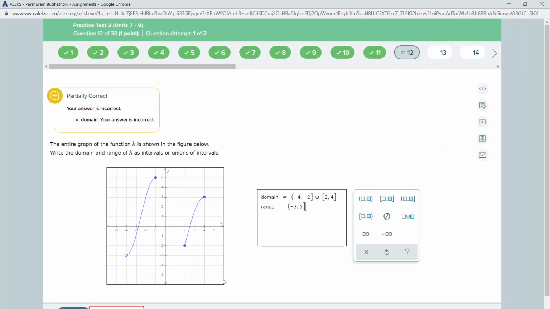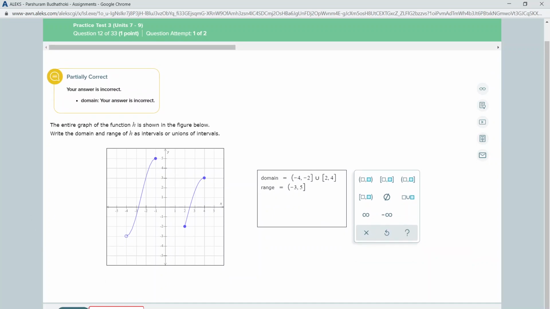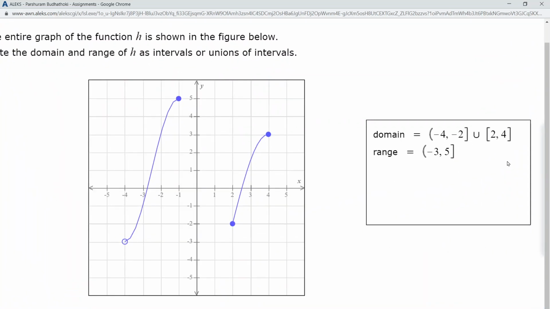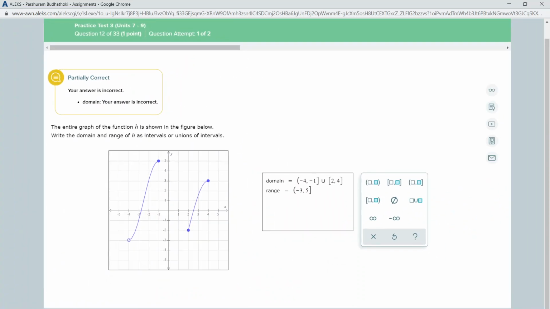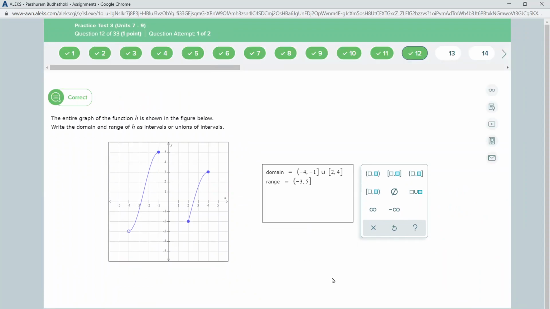Partially correct, so there is something wrong here. So what is wrong? Let me find out. For the domain, it is from -4 up to -1. I'm sorry about that, I missed that part. Here is the negative, here it is supposed to be -1, but I wrote -2, so that's my mistake. So that should be -1, and from +2 to +4, and the range is from -3 up to +5. So let's recheck it, and now it should be correct.